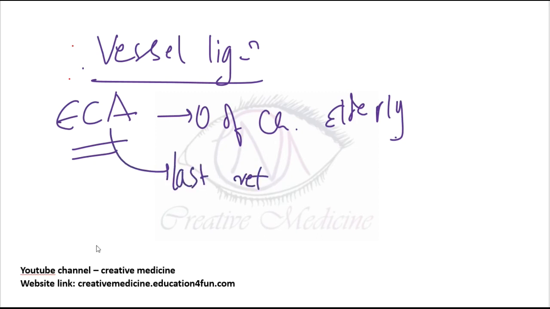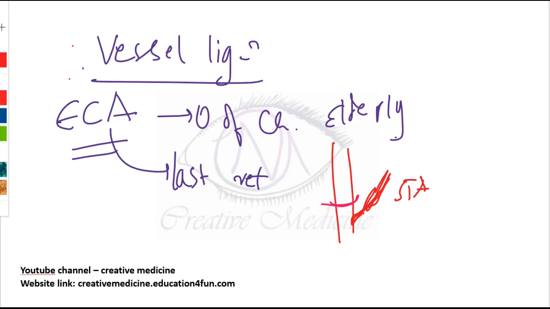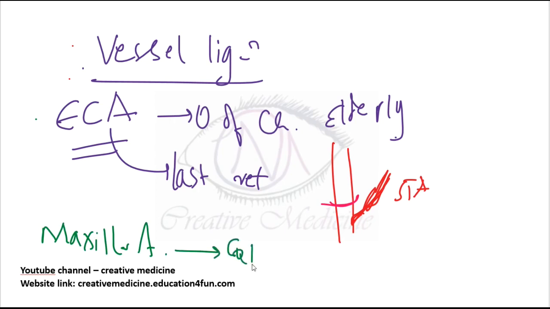Here you will ligate just above the origin of the superior thyroid artery, above the origin of the superior thyroid artery, here you will ligate the vessel. Next, the second artery is the maxillary artery. Maxillary artery ligation is performed for posterior bleeds in the pterygopalatine fossa, and this is performed by a Caldwell-Luc approach. It is performed mainly in posterior bleeds.